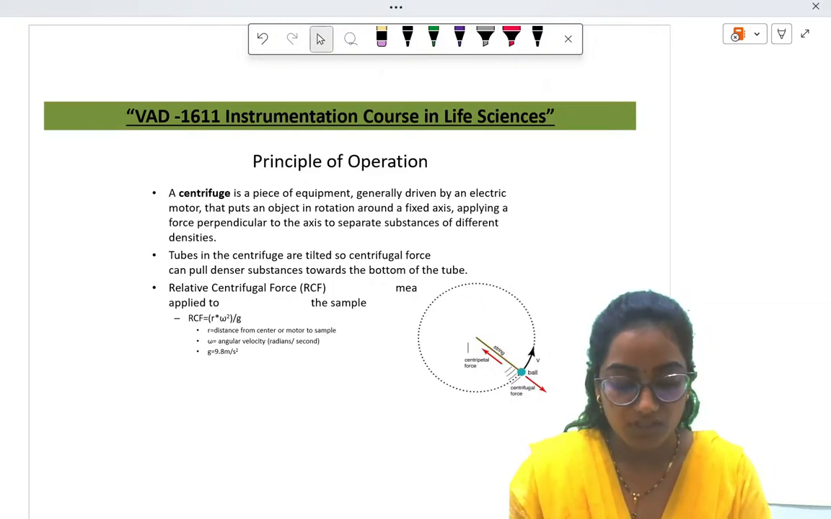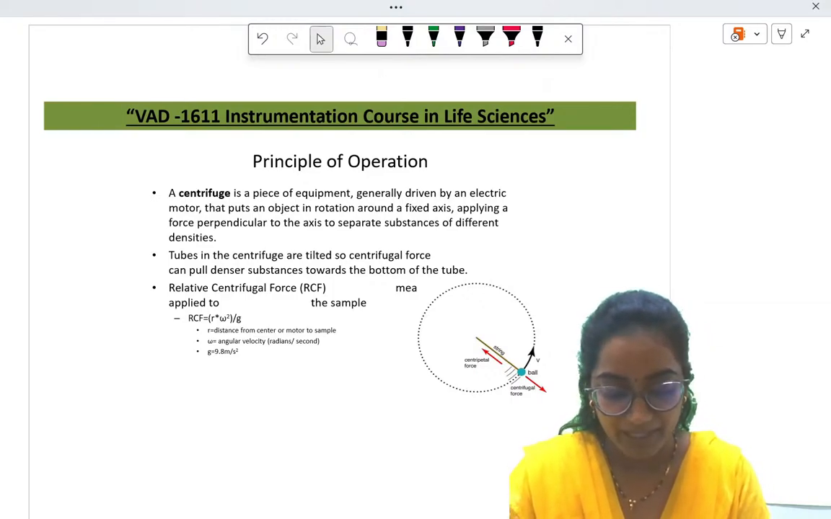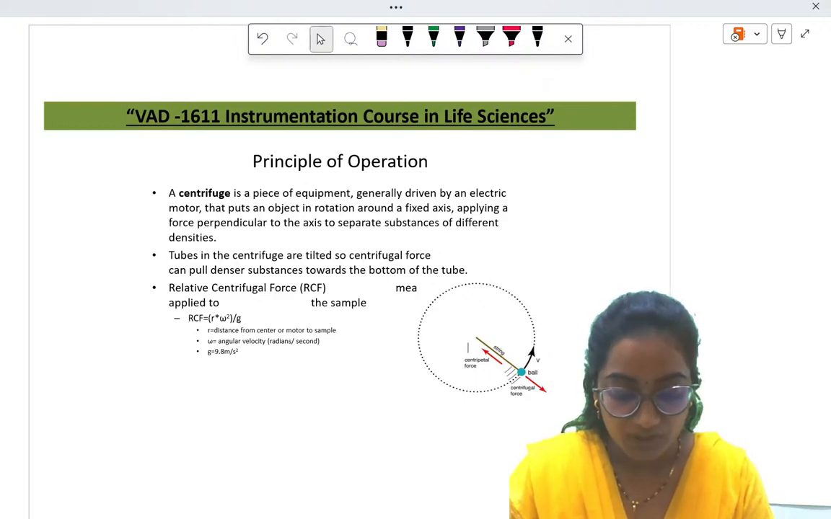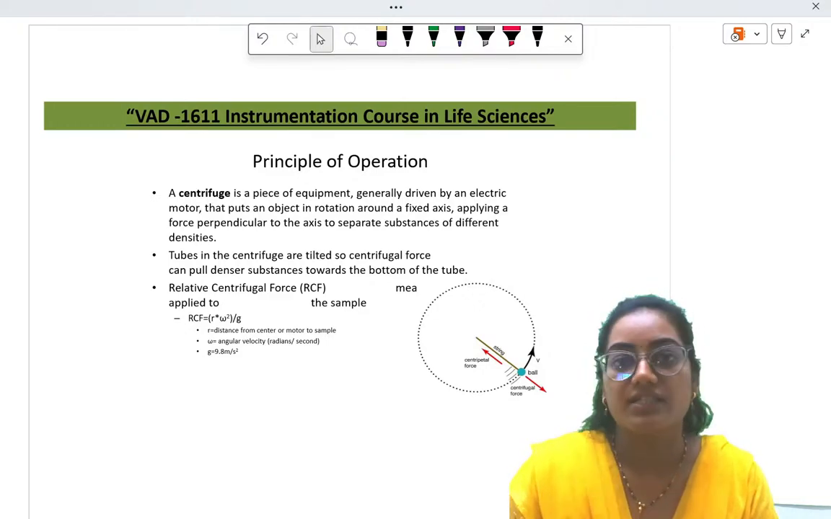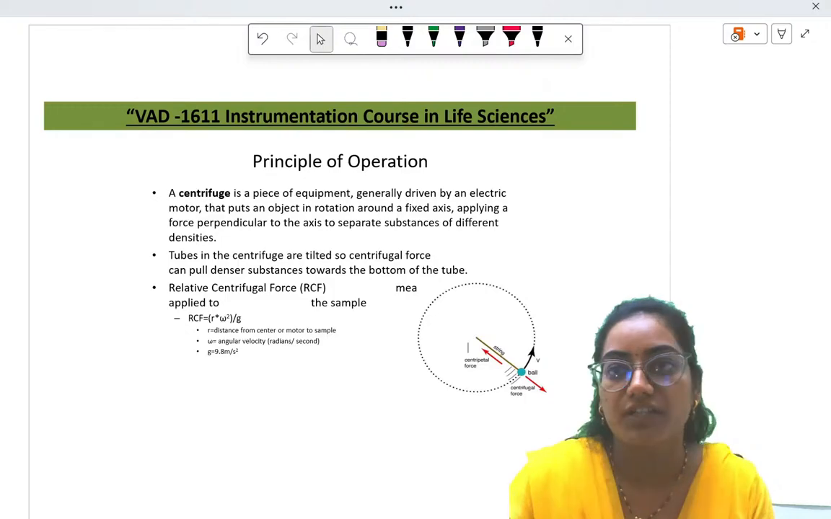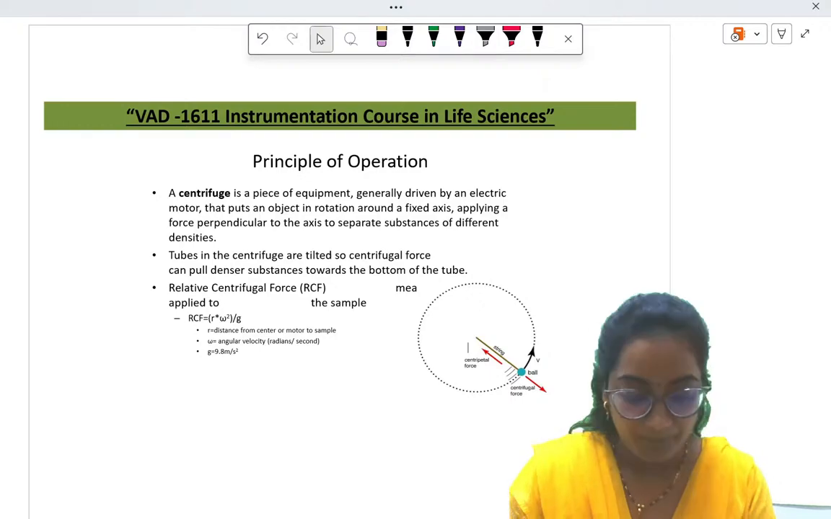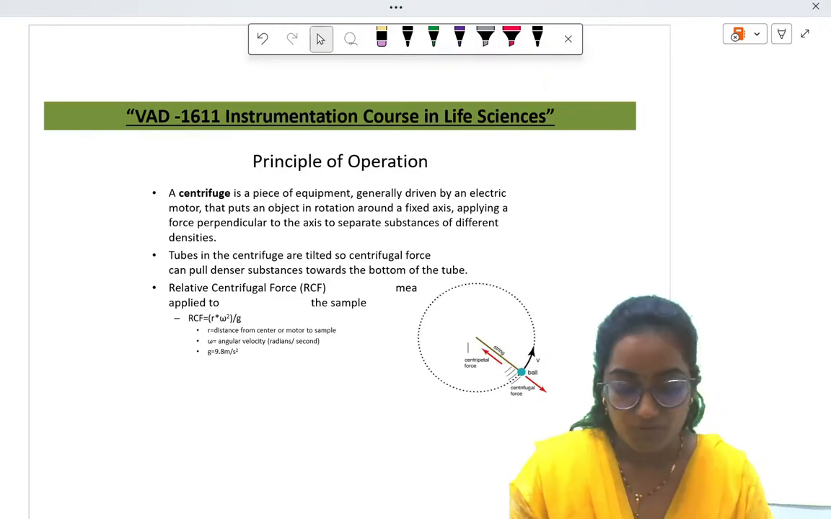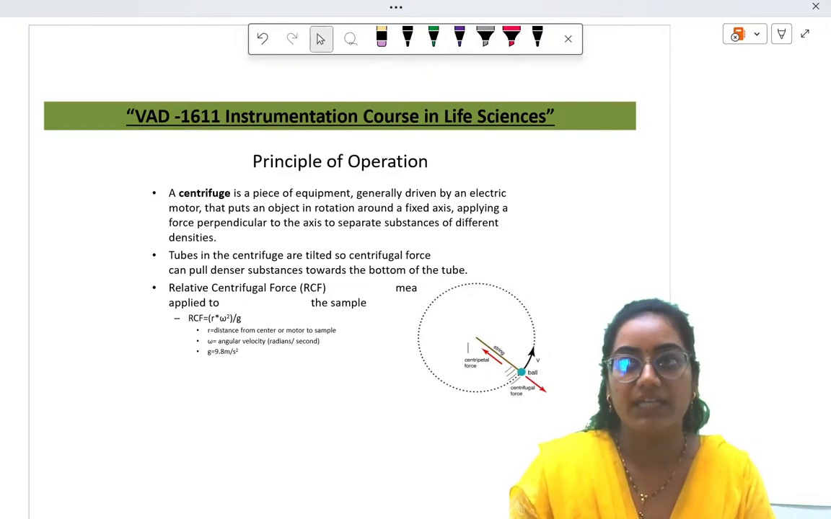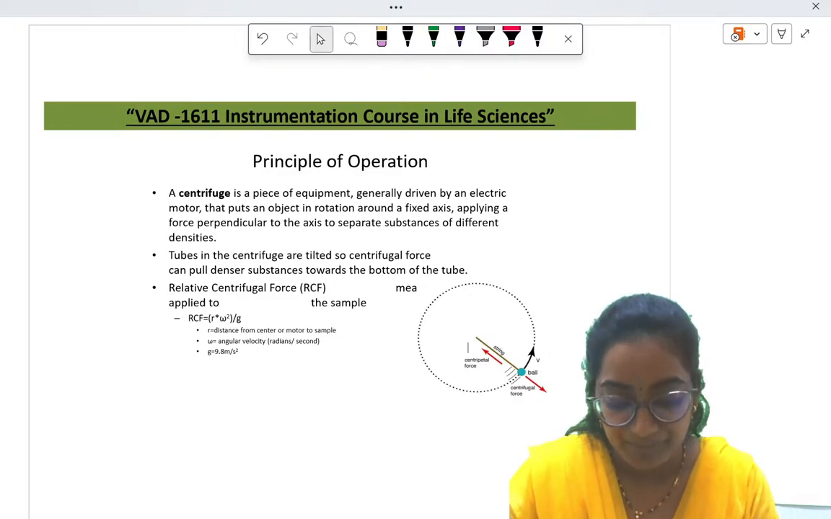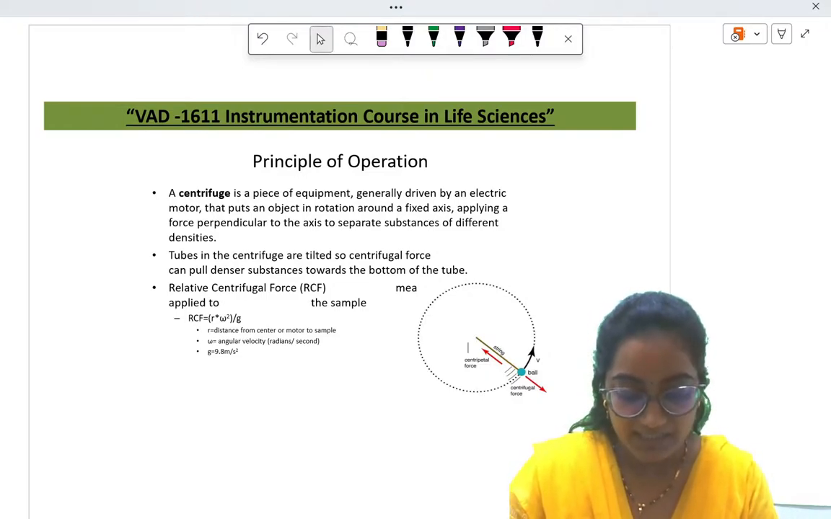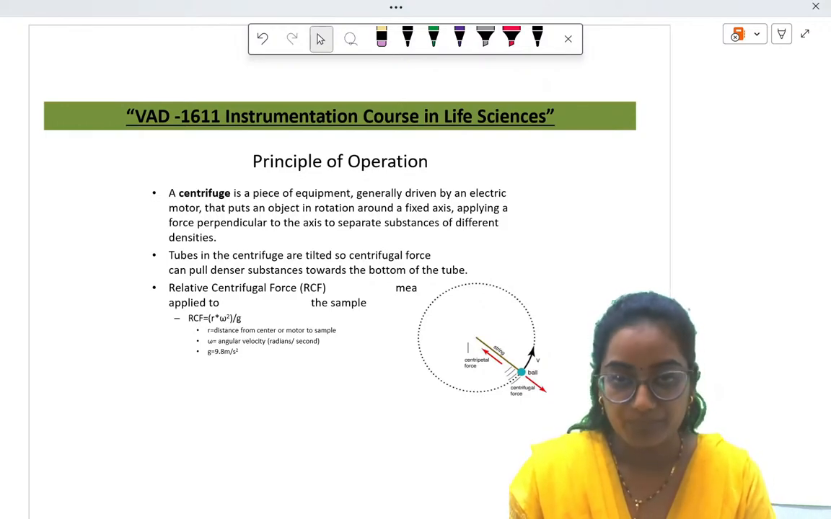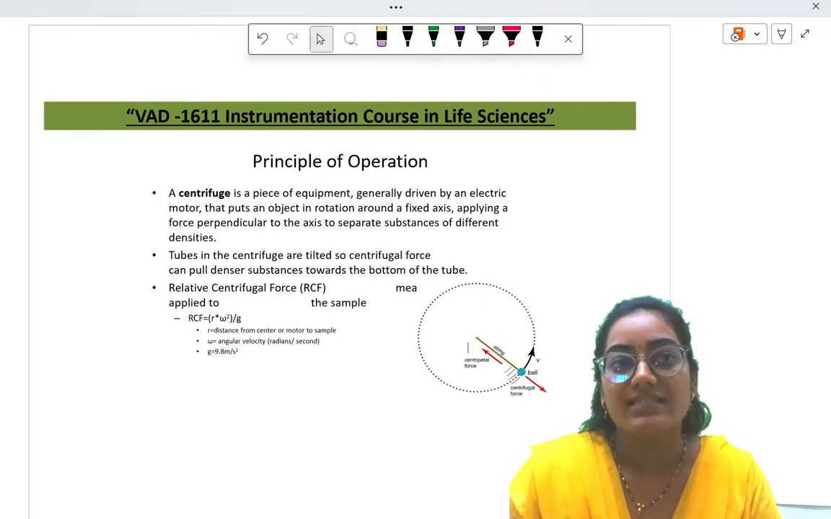A centrifuge is a piece of equipment generally driven by an electric motor that puts an object in rotation around a fixed axis, applying a force perpendicular to the axis to substances of different densities. The force applied by the centrifugation is perpendicular to the axis of rotation. The tubes in the centrifuge are tilted, which pulls denser substances towards the bottom of the tube.